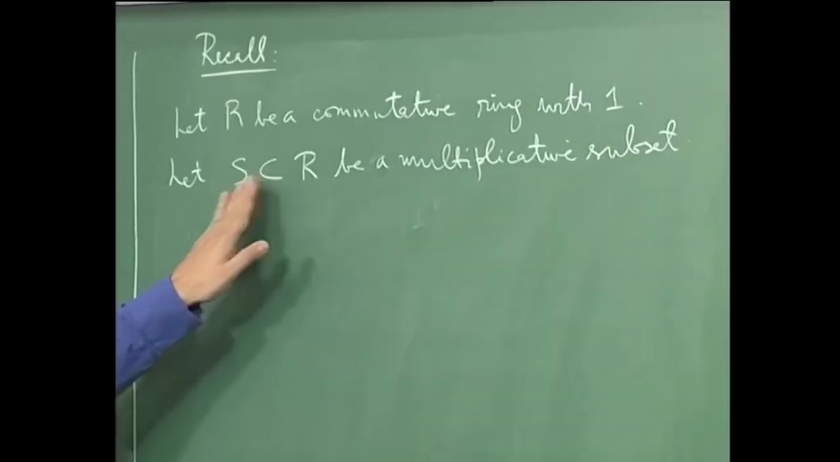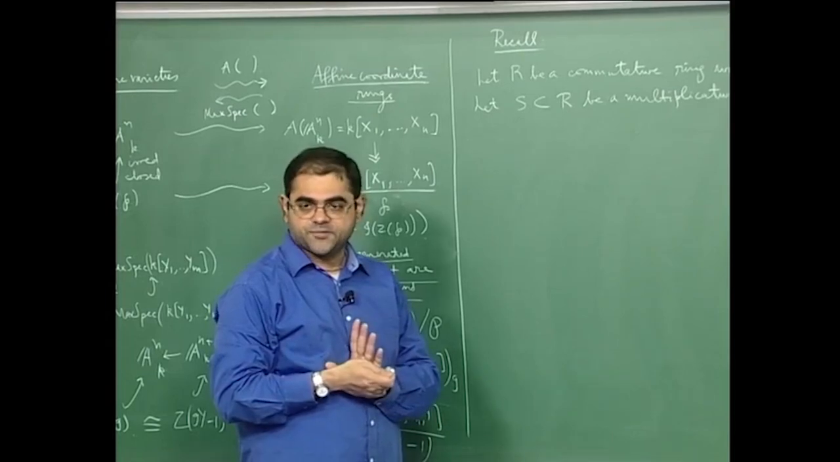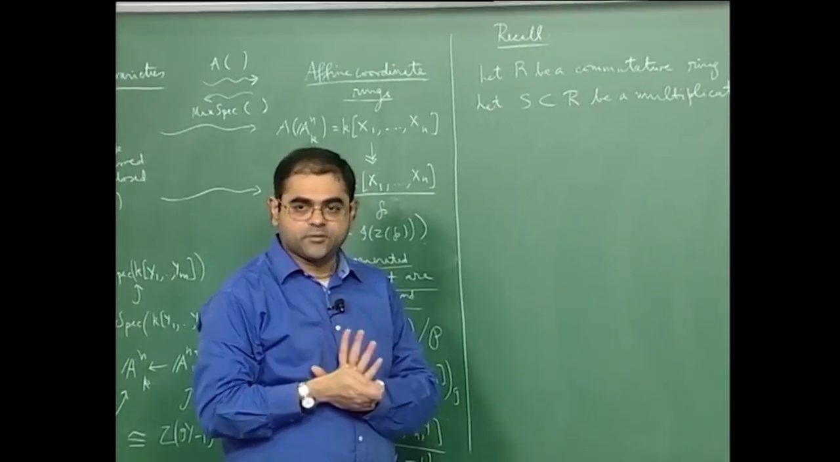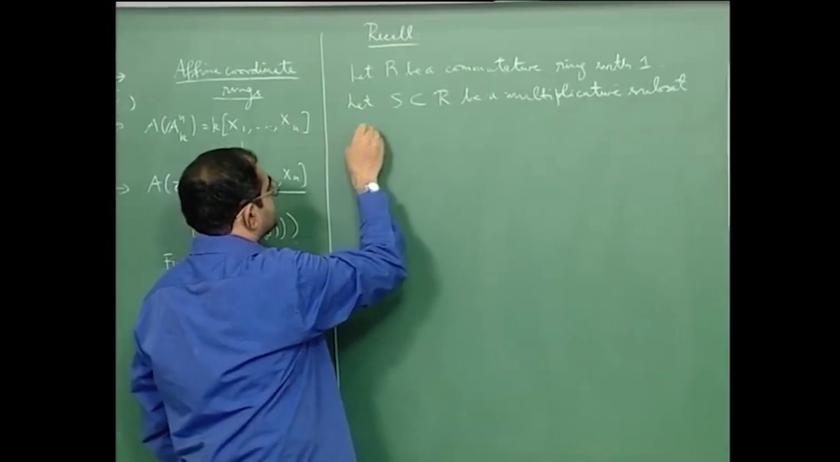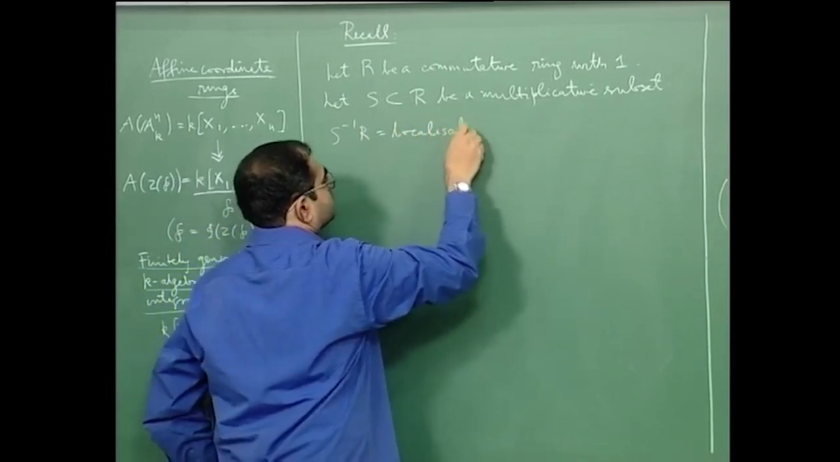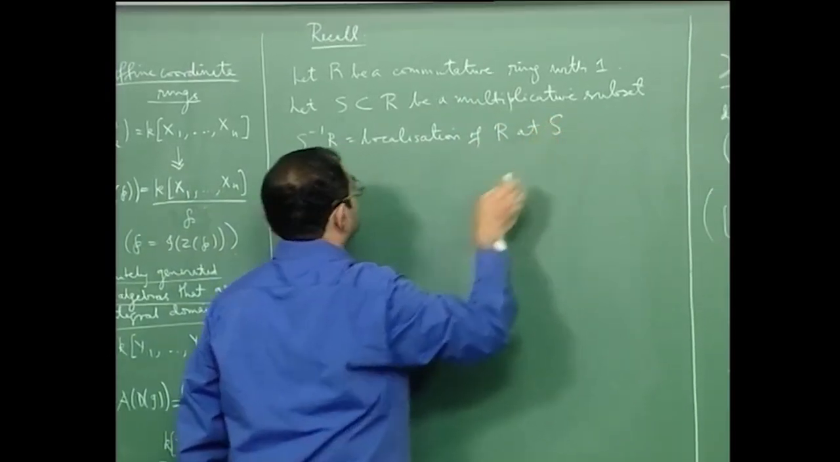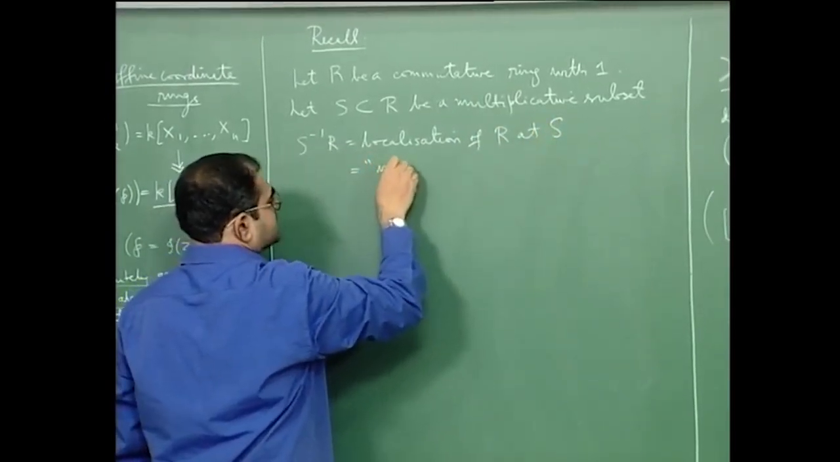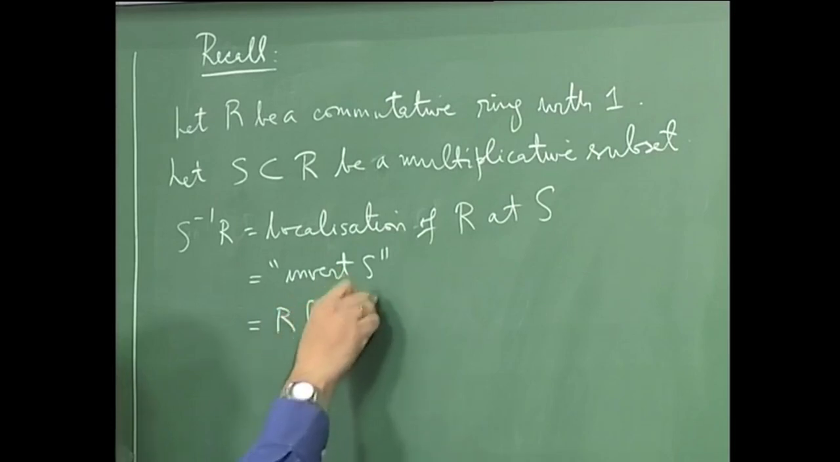That means that S is a subset of R which contains 1, and it is closed under multiplication, and it doesn't contain any nilpotent elements. It doesn't contain 0 in particular. And then we have the localization S inverse R. This is the localization of R at S. What it means is just invert S. Sometimes people also write it as R S inverse.